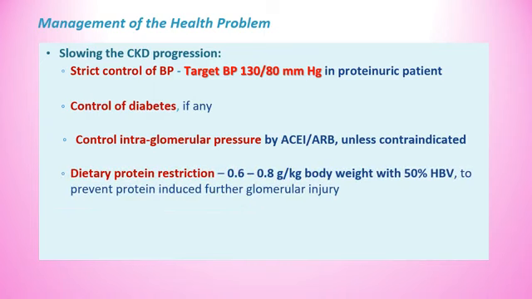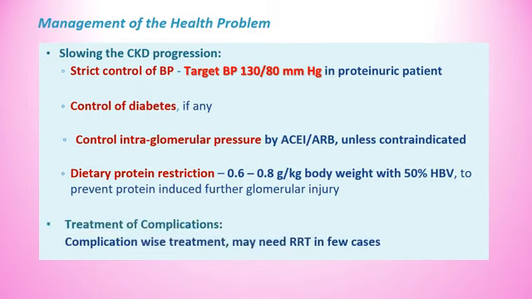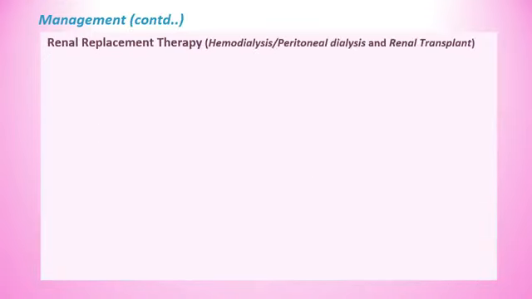Dietary protein restriction, 0.6 to 0.8 gram per kg body weight with 50% high biological value to prevent protein-induced further glomerular injury. Treatment of complication. It is complication-wise treatment, may need renal replacement therapy in few cases. Now come to the management continuum. Renal replacement therapy, that is hemodialysis or peritoneal dialysis or renal transplant.